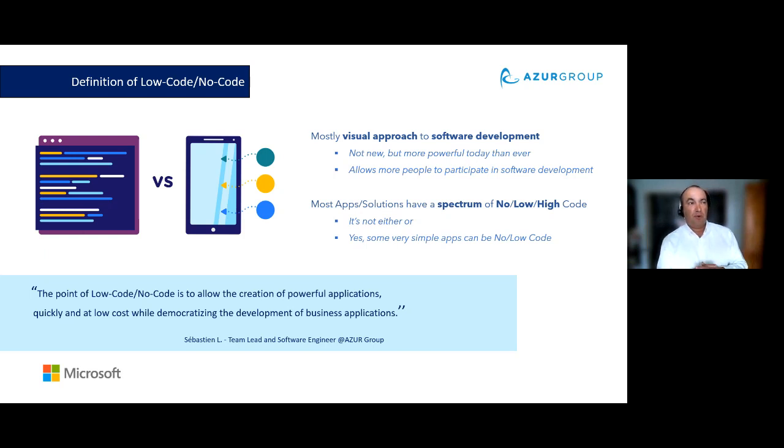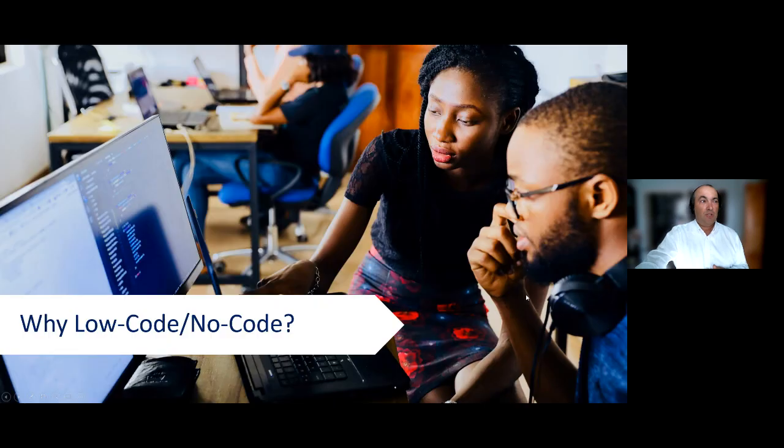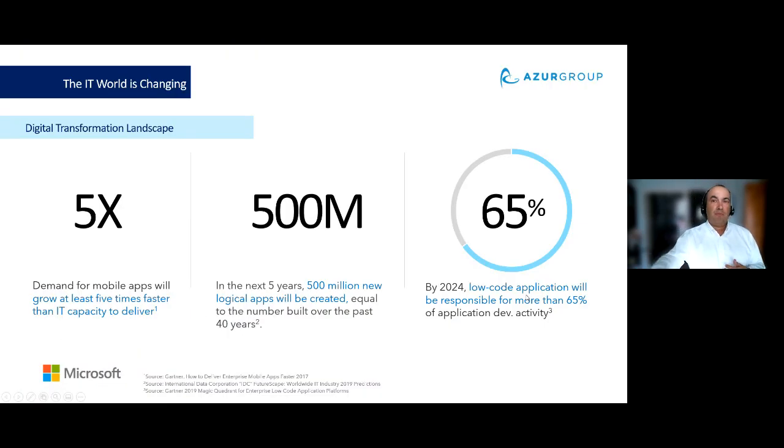And I love this quote from Sebastian, who is a team lead and software engineer at Azure Group. The point of low code, no code is to allow the creation of powerful applications quickly and at a low cost, democratizing the development of business applications. So why the need for low code and no code? Where is this need coming from?